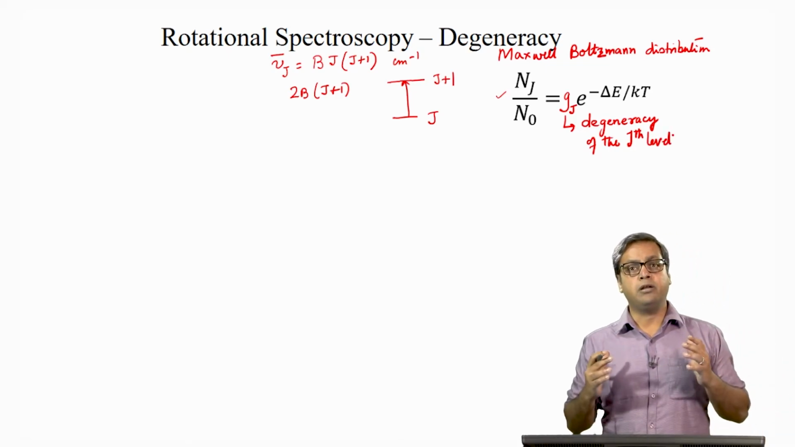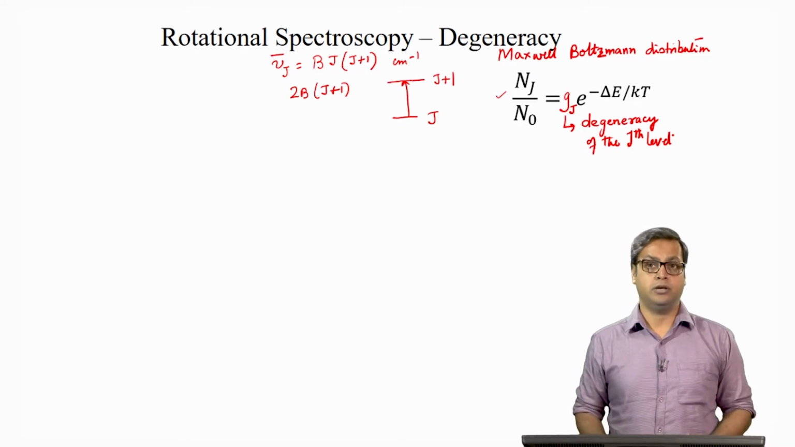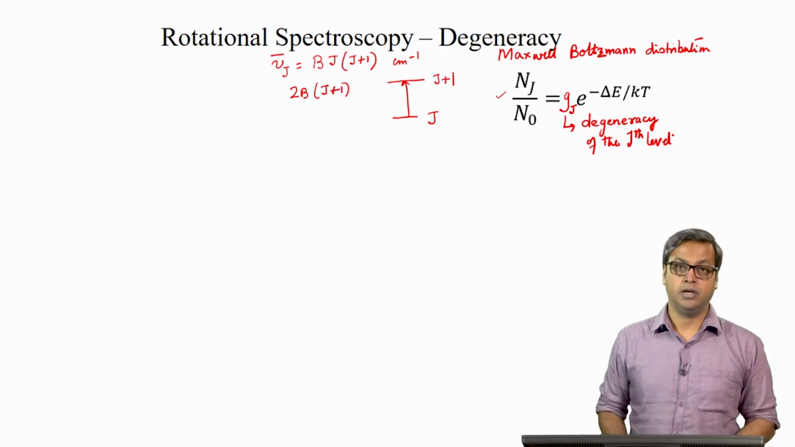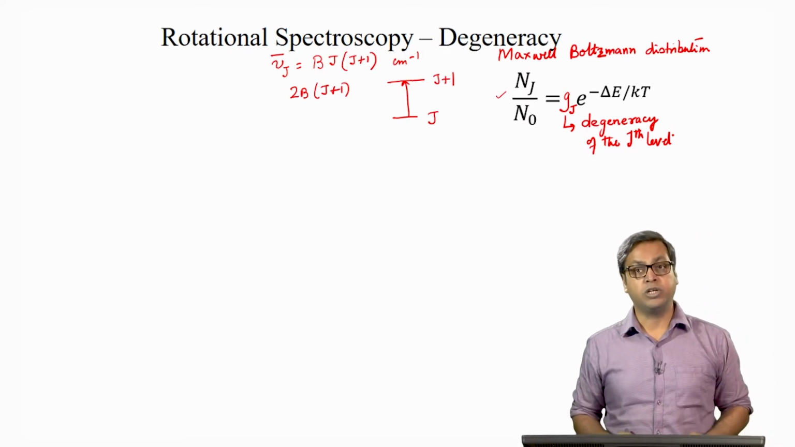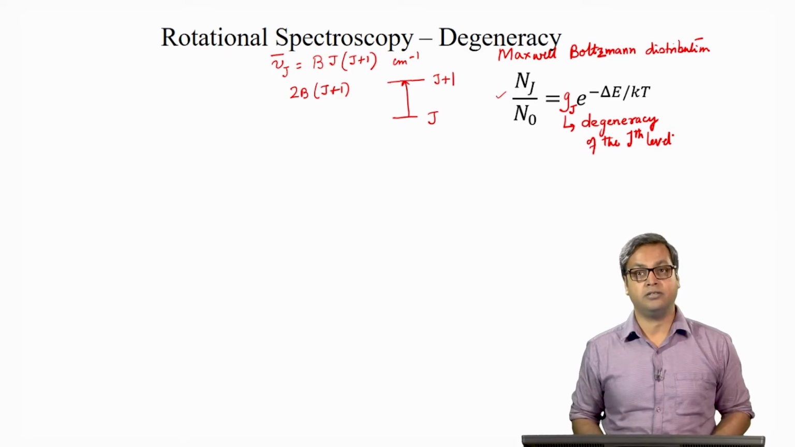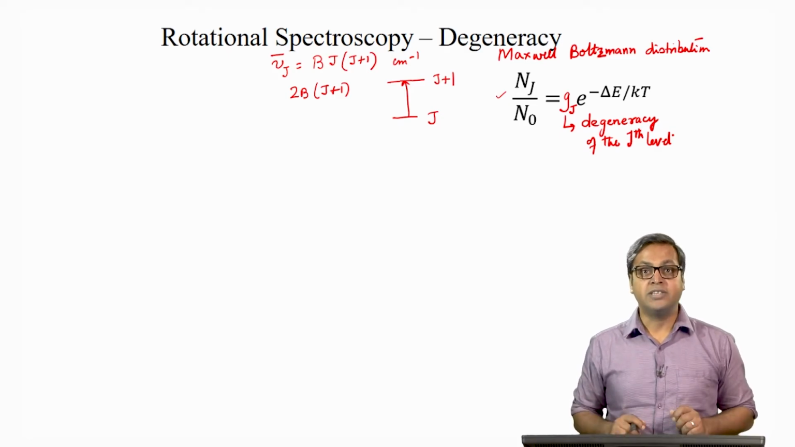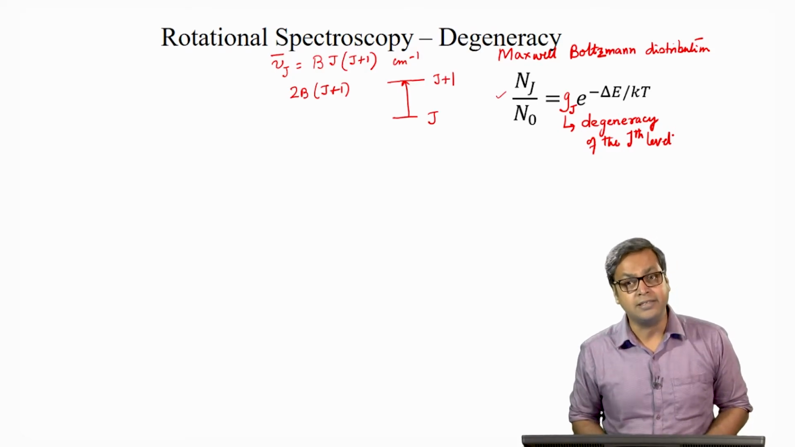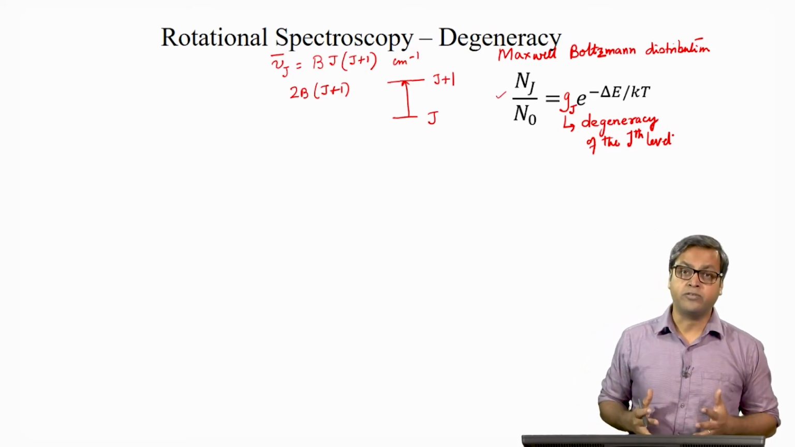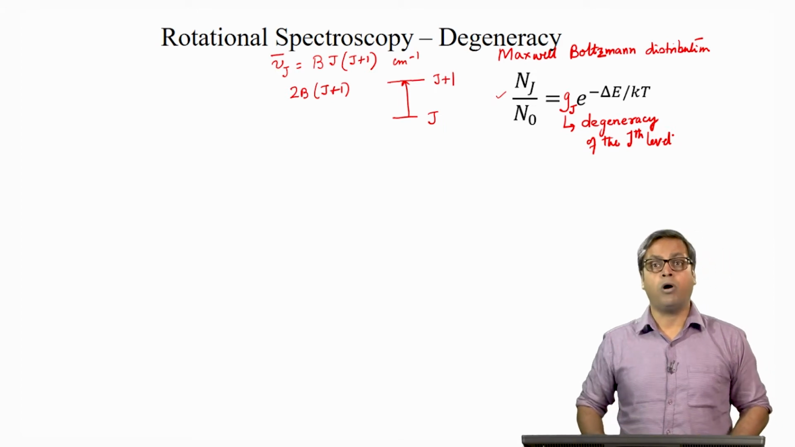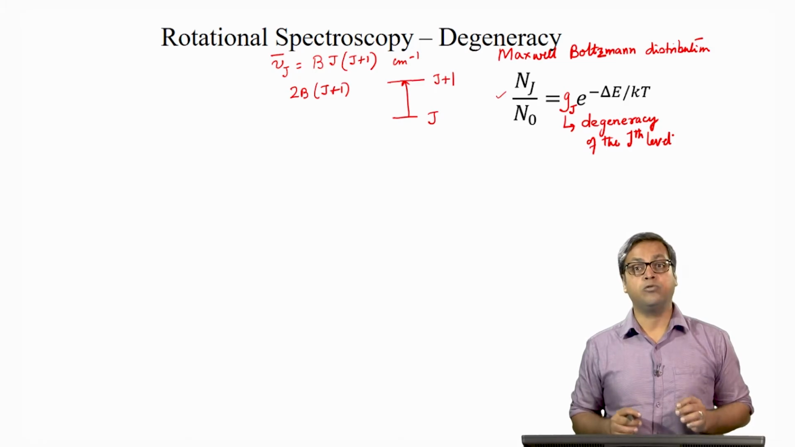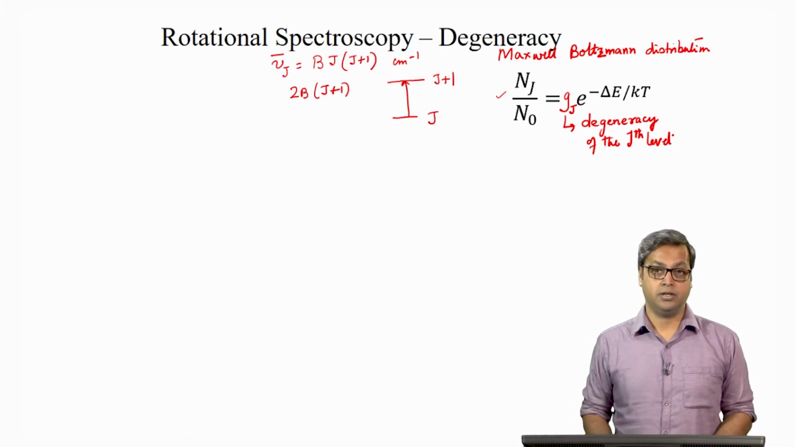So, there may be a number of rotational states corresponding to a given rotational energy level. In other words, for a rotational level, there may be degenerate rotational states or states with the same energy. So, in order to understand the intensity of the rotational spectral lines, we need to work out what the degeneracy is for each of the rotational energy levels.